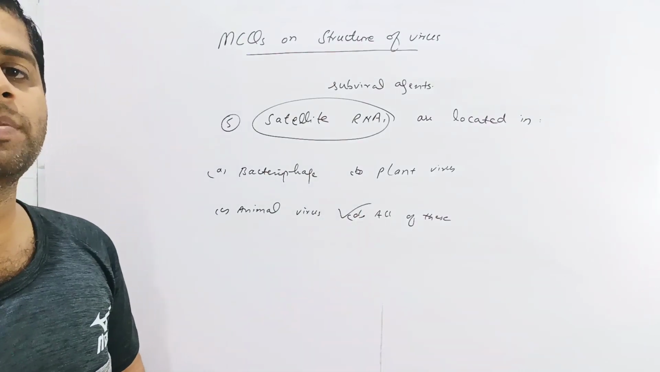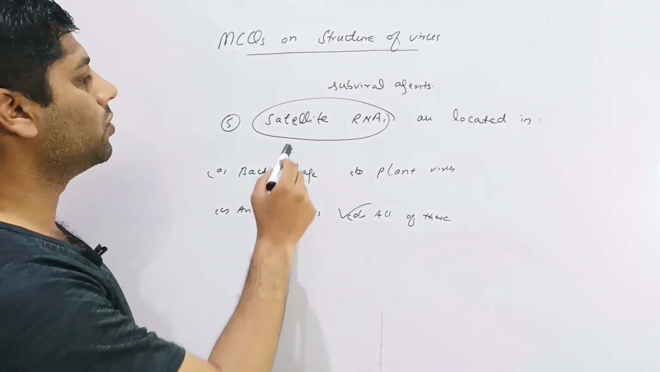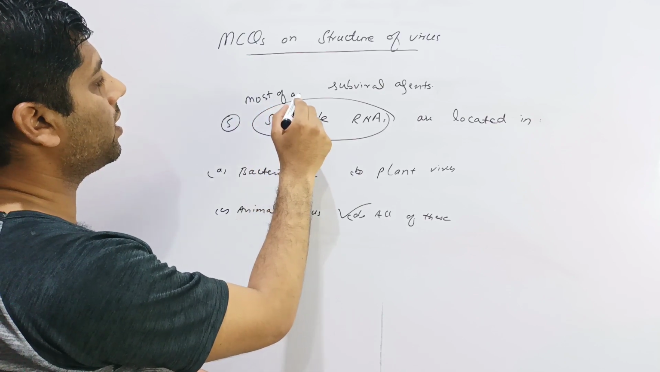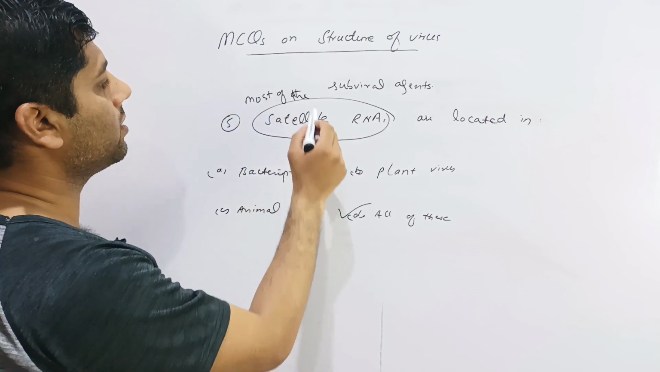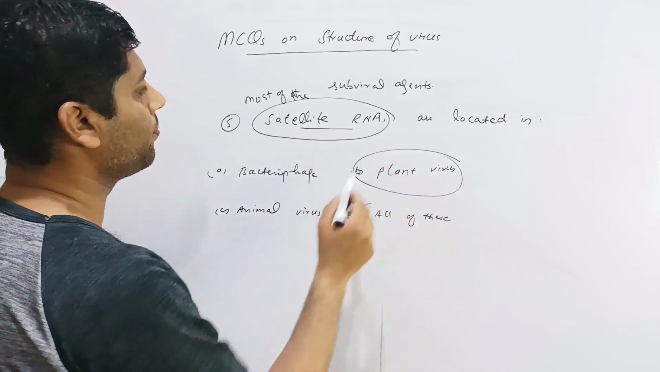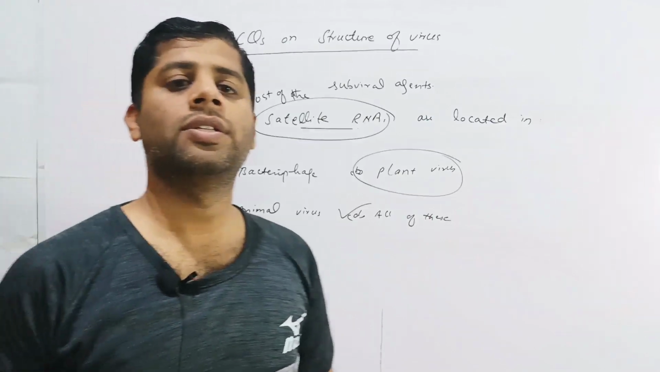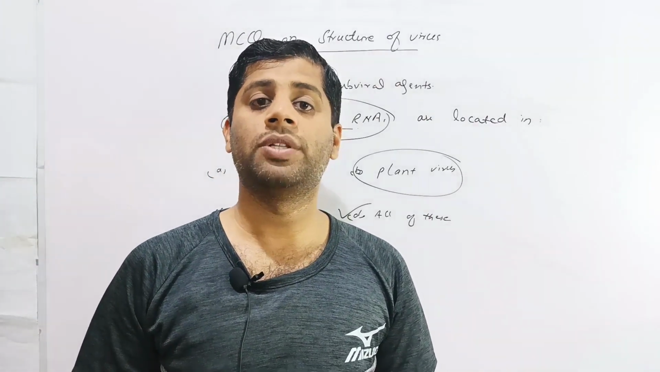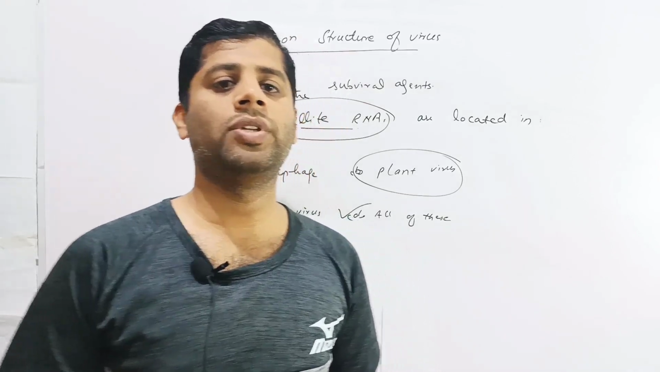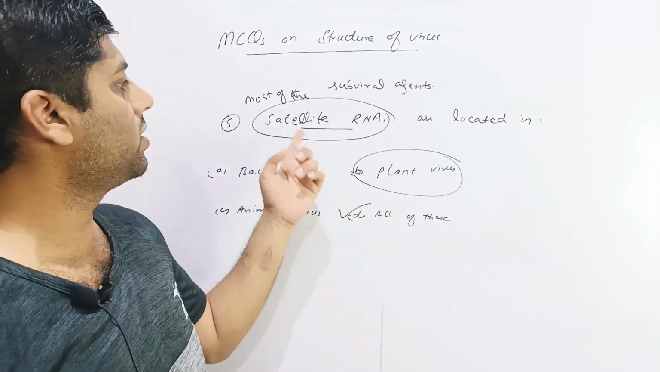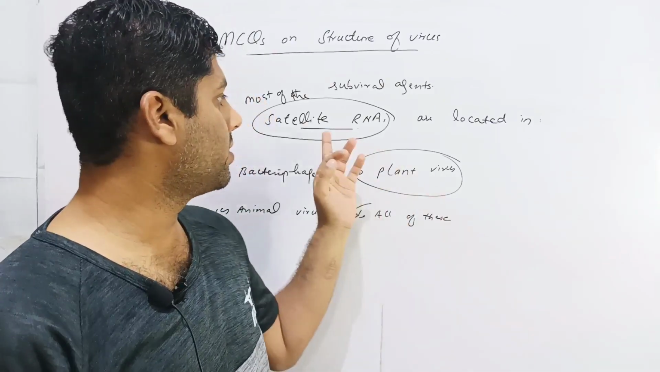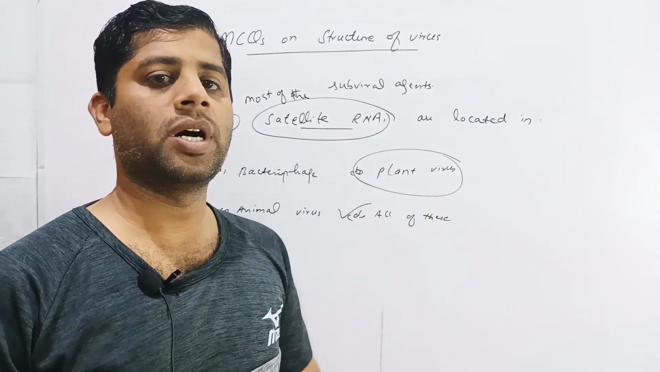But in some circumstances, if the examiner adds the word most, that most of the satellite RNAs are located in, then the correct option will be plant viruses, because satellite RNAs are present in all sorts of viruses, but they are more prevalent, more concentrated in plant viruses. So if the examiner is asking that most of the satellite RNAs are located in, then the correct option is plant viruses. Otherwise, as in this question, they are located in all sorts of viruses, all types of viruses.